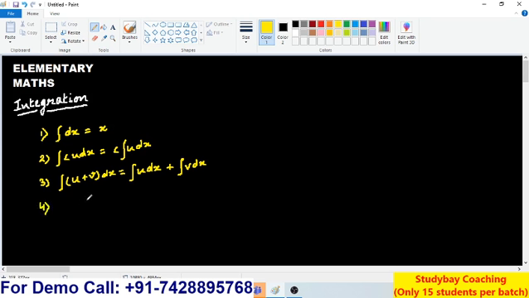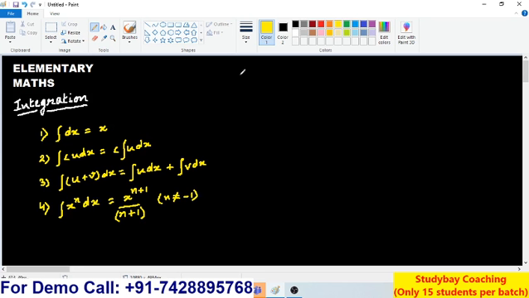Next one, it's about the integral of x to the power n dx, and that will be x to the power n plus 1 upon n plus 1, right? And we have to make sure that this n should never be equal to minus 1.